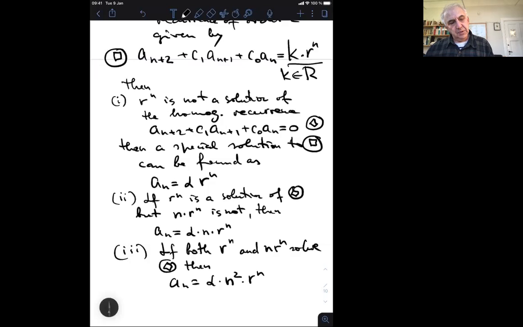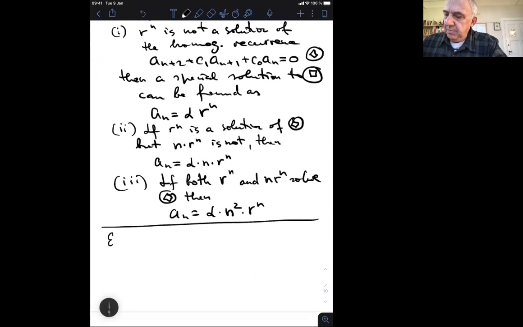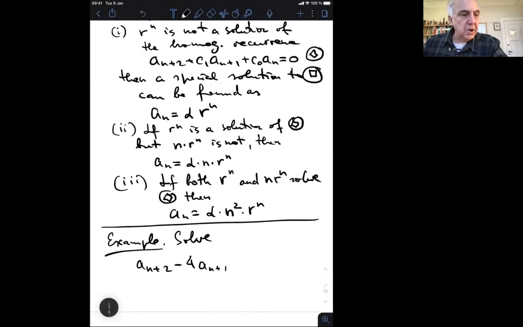So let's see. Let me give you one example, and then we make a break. A specific example, solve: a_{n+2} minus 4a_{n+1} plus 3a_n equals minus 200.